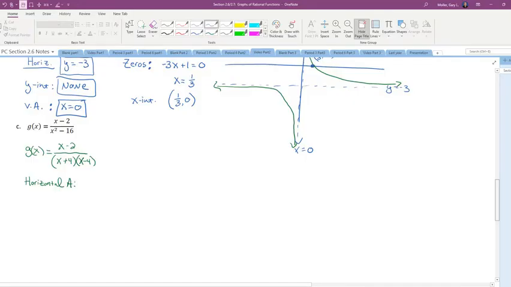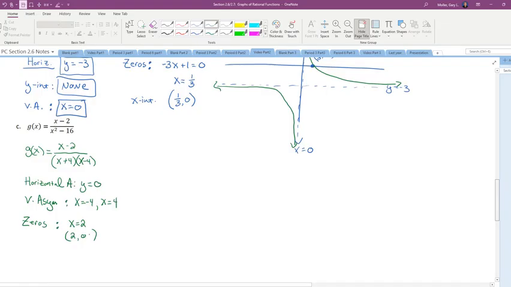At the bottom, it's bigger, so that's going to be y equals 0. I have vertical asymptotes where the bottom is 0, so that's at -4 and +4. I have zeros of the function when the top equals 0, so that's at x equals 2. So that's the point (2, 0) as an x-intercept.